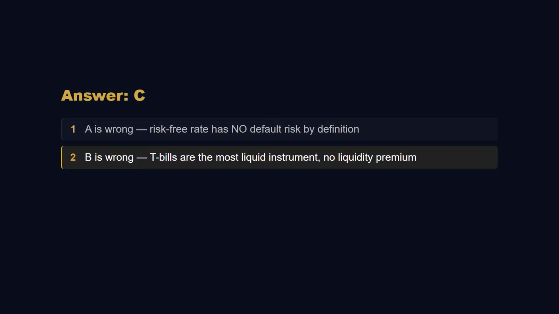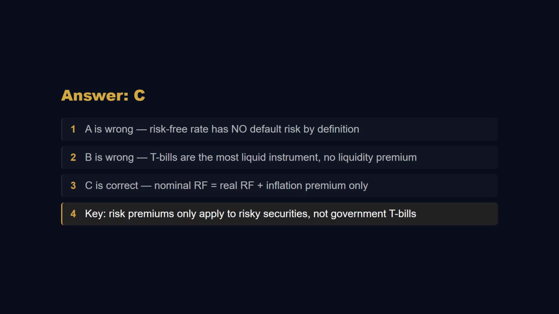The answer is C. This is a critical distinction. If you chose A, remember the risk-free rate by definition has no default risk. Treasury bills are considered default-free. There is no default premium in a risk-free rate. If you chose B, same logic. Treasury bills are the most liquid instrument in the market. There is no liquidity premium.